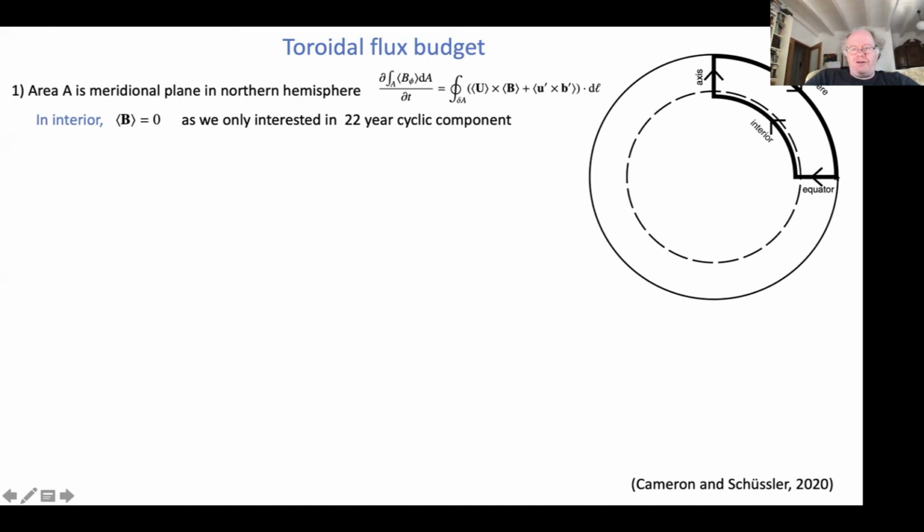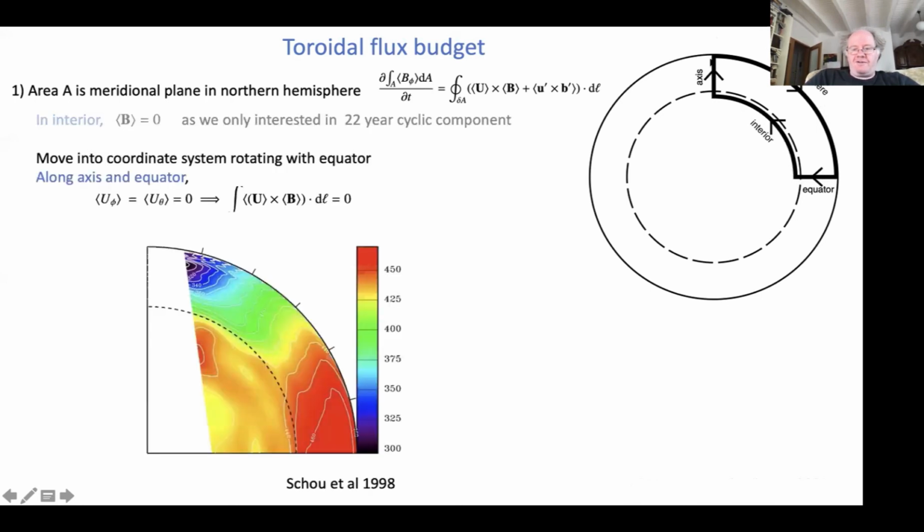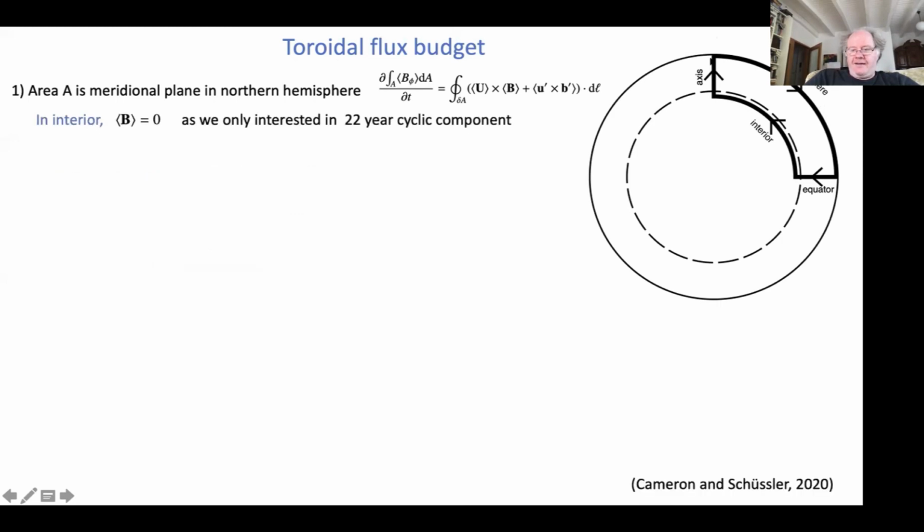We choose our contour such that it goes along the surface of the photosphere, where we can observe what's happening. It dips to the base of the convection zone along the equator, goes inside the solar interior, and then comes back out along the axis. In the interior, we don't have to worry about the magnetic cycle.